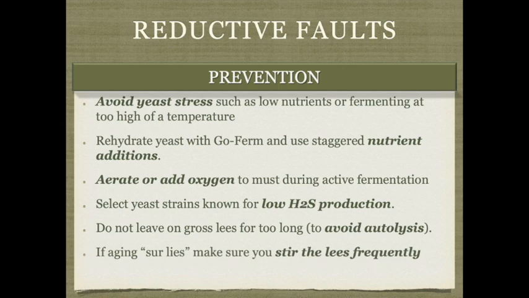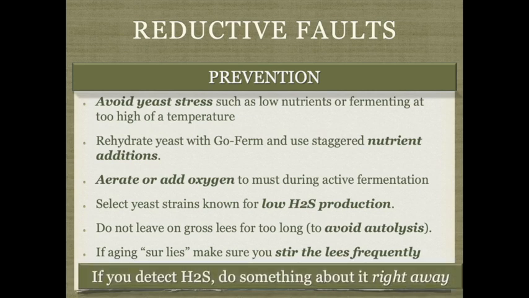And if you're aging sur lees, make sure you stir the lees frequently. Sur lees is basically a technique to age on the fine lees. After you've racked off the gross lees from the fruit and everything, there still will be some sediment from the dead yeast cells as they settle out. So if you do that, make sure you stir the lees frequently. And if you detect hydrogen sulfide at any time, do something about it right away before it converts over to mercaptans or dimethyl sulfide, which are much more difficult to address.